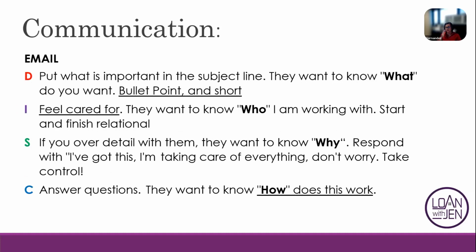Email. So email is misunderstood all the time. Remember the Ds are the dominant, powerful people. Put the important thing in the subject line. Don't be too wordy. They want to know exactly what you want. Bullet, short, to the point. The Is, I can tell you the Is, I like bullet points as well. The Ds and the Is are the same.